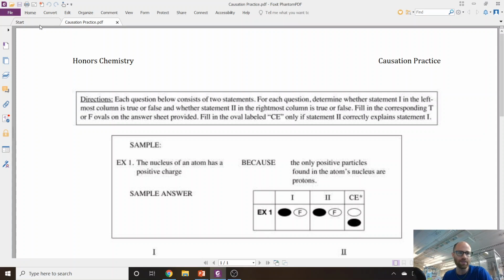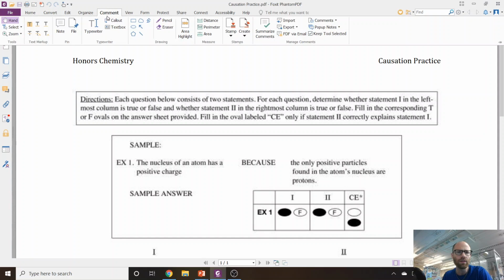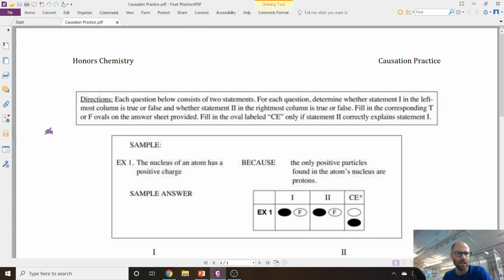So the possible answers here are true, true, correct explanation; true, true, not correct explanation; true, false; false, true; and false, false. Those are the only 5 potential outcomes. These are the only things you are allowed to put when answering these questions.